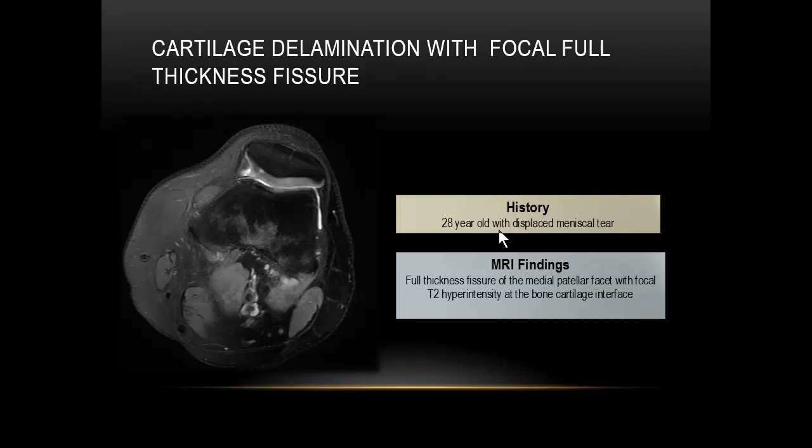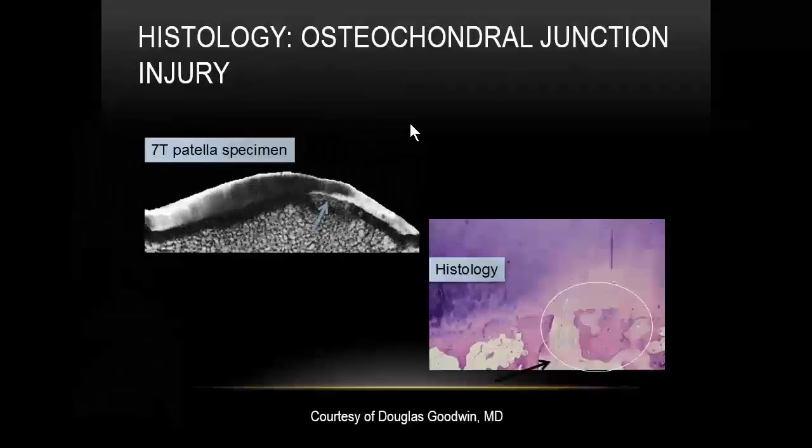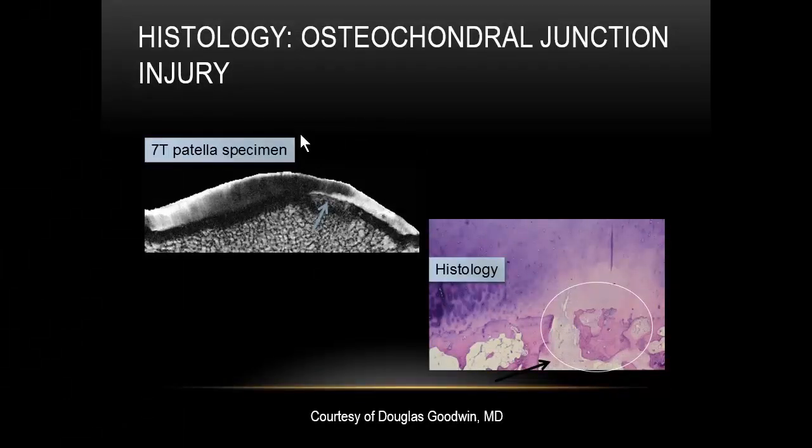This was a 28-year-old. He had surgery for a displaced meniscal tear, had an acute episode of trauma, and this was noted on his preoperative MRI. It looks like a relatively innocuous lesion, but I can tell you when they went in and probed that area, he actually had a full thickness fissure, and it was about a centimeter and a half of cartilage in that medial patellar facet that was delaminated off the bone and unstable, which was resected and treated with a chondroplasty. So these oftentimes will underestimate the types of injuries that they have.